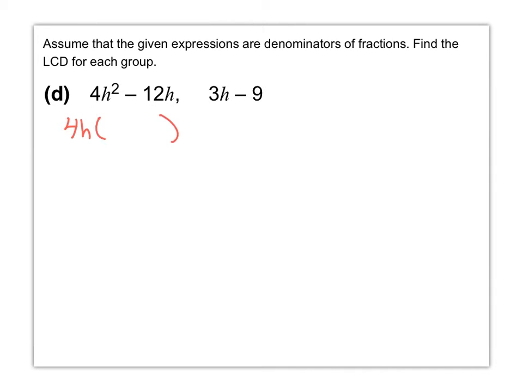If you factor out a 4h, what you'll have left from the first term is h, and a minus 3 from the second term. We also want to factor 3h minus 9, the common factor here being 3. If you factor out a 3, you get h minus 3. So our LCD is going to have represented each of these factors. Looking at just the coefficients, we can see that we have 4 and 3. If those were denominators of simple fractions, the least common denominator would be 12.